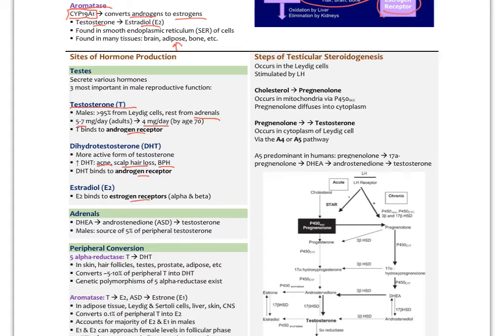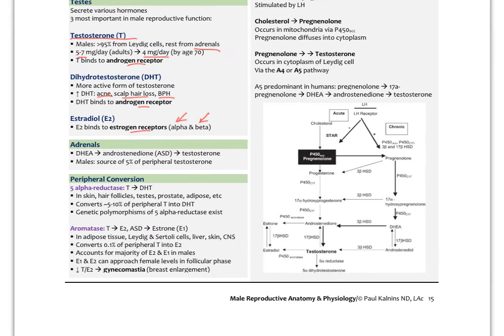bind to estrogen receptors. And estrogen receptors are complicated because there's actually two classes of them, alpha and beta, and we'll go over that in detail, especially in the female reproductive physiology. The adrenals secrete a little testosterone, again through DHEA, which can be converted to androstenedione and then testosterone, and that provides about 5% of the peripheral testosterone in males. And then through peripheral conversion, again, we can create dihydrotestosterone in these different tissues.